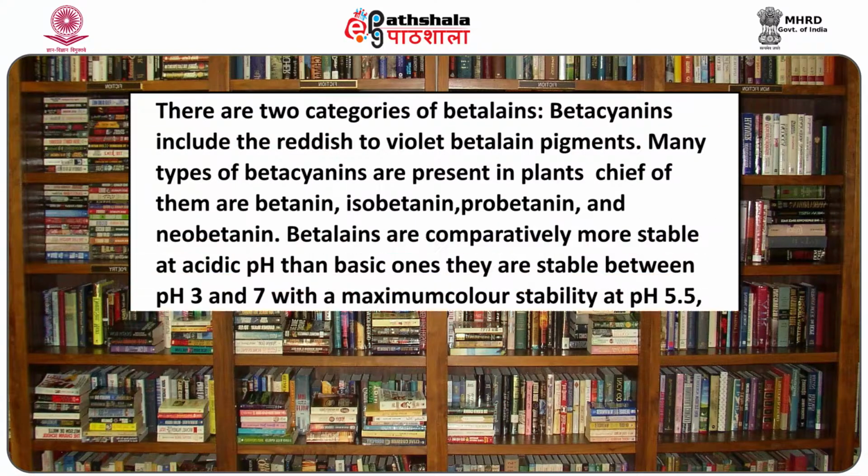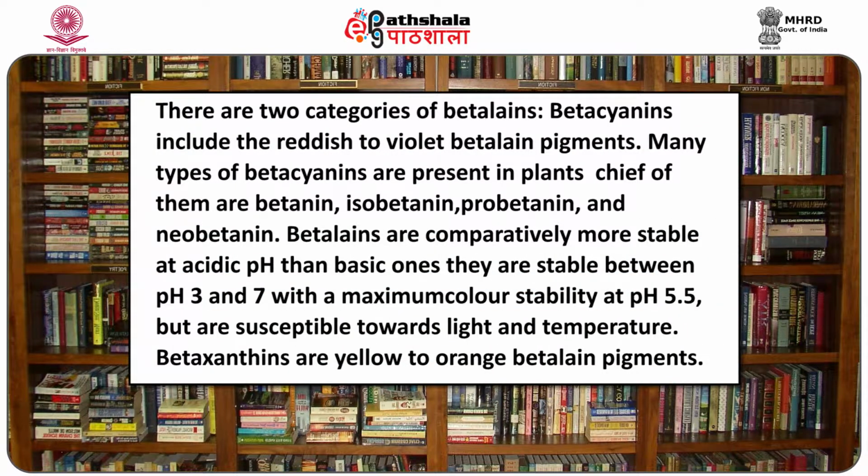Betalains are classified on their structure and divided into two groups, betacyanins and betaxanthins, with red to purple and yellow colors respectively. More than 50 betalains have been described. There are two categories of betalains. Betacyanins include the reddish to violet betalain pigments. Many types of betacyanins are present in plants. Chief of them are betanin, isobetanin, probetanin and neobetanin.